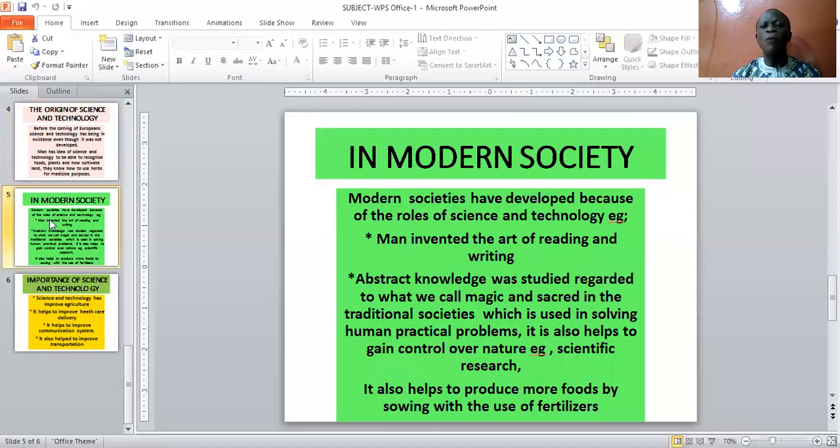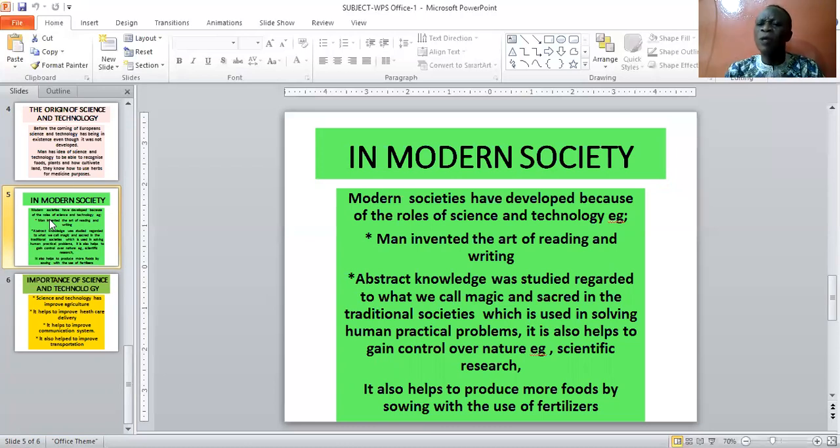Now, we have traditional society and we have modern society. Modern society has developed because of the role of science and technology. Man invented the art of reading and writing. It is through the help of science and technology that we know how to read and how to write.